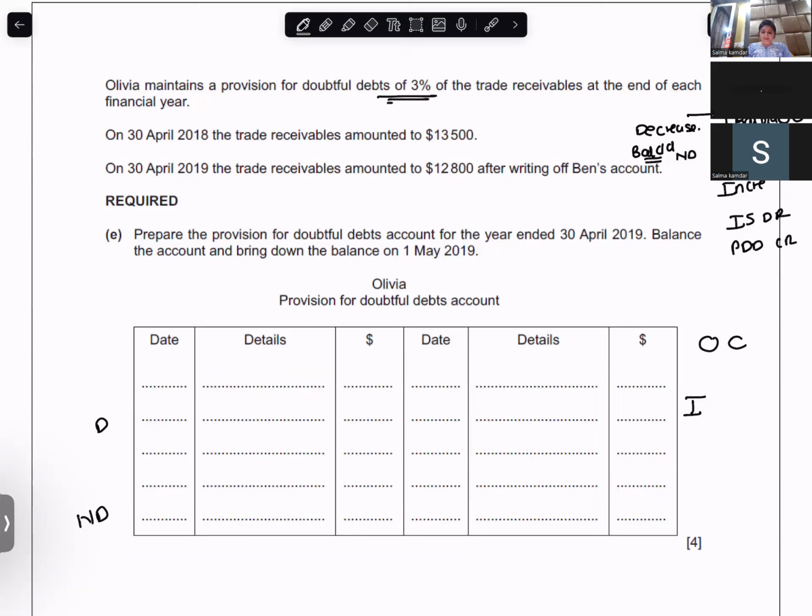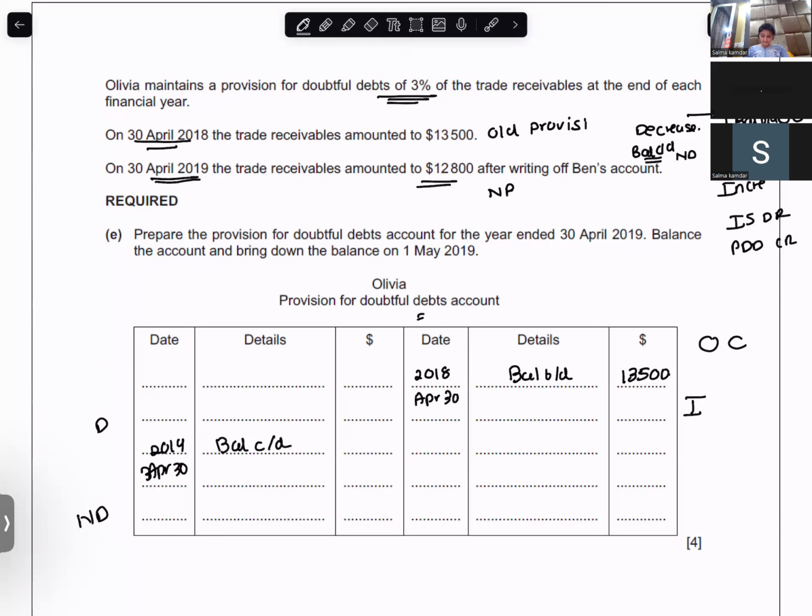Provision for doubtful debts is maintained at 3%. On 30th April, this is the old provision. Is this the new provision? Yes, miss. And they want you to make the provision for doubtful debts account. So balance brought down 13,500 on the credit side. Very good. Old credit, new debit. Balance carried down 12,800.